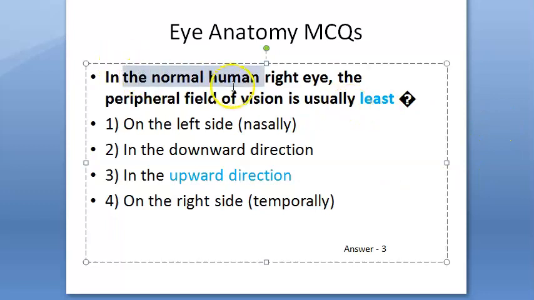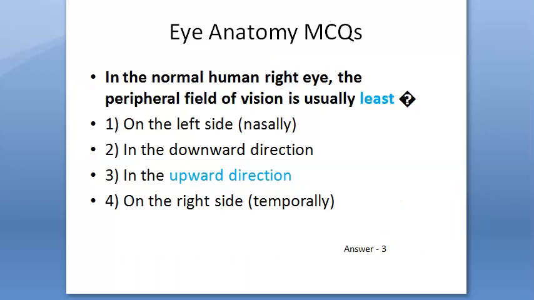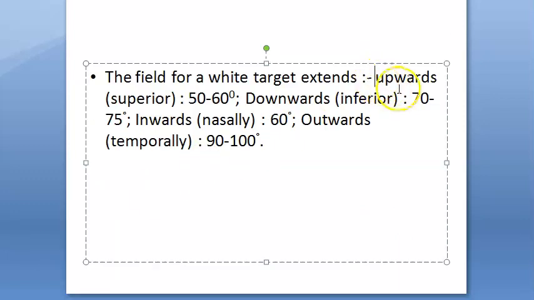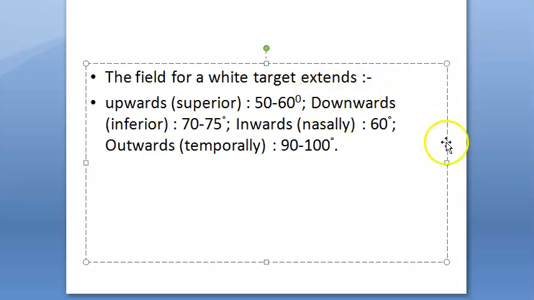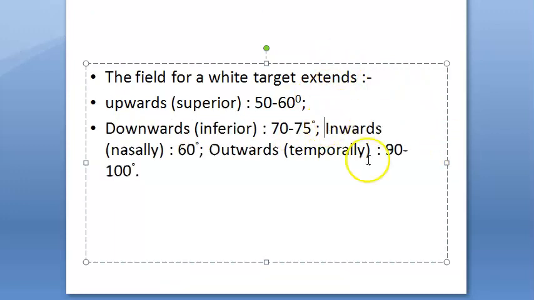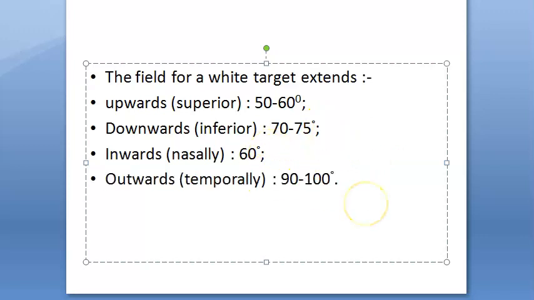In normal human right eye, the peripheral field of vision is usually least in the upward direction. It is same for left eye also. Upwards, the peripheral field of vision will be least. Okay. Because your frontal bone is blocking. So look at this. Upwards or superior 50 to 60 degrees. Downwards 75 degree. Nasally 60 degree. Outwards 100 degree. Temporally 100 degree. So here the least is superior upwards. Okay. And the next least will be nasal.